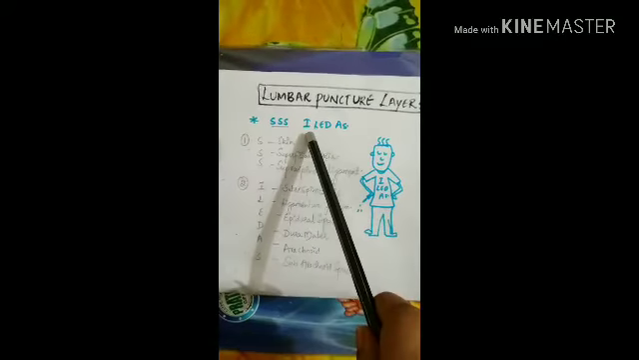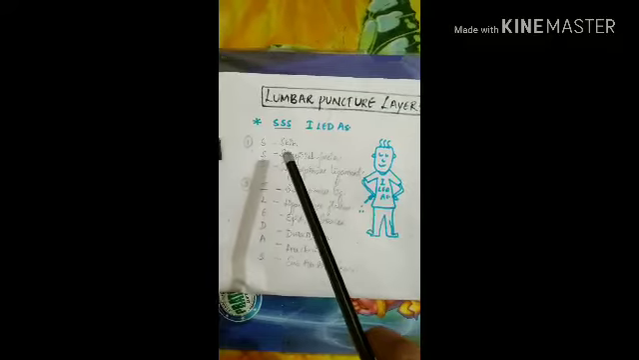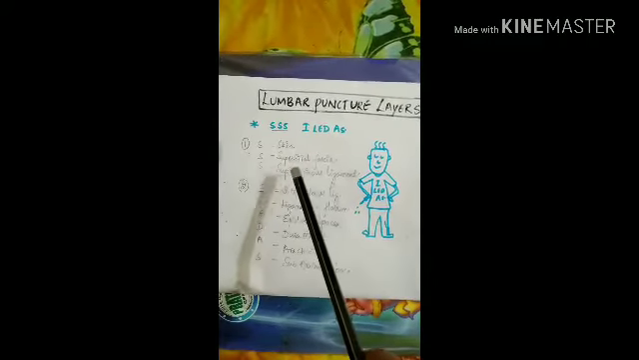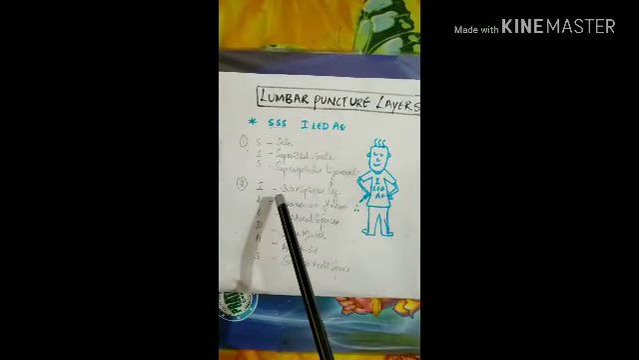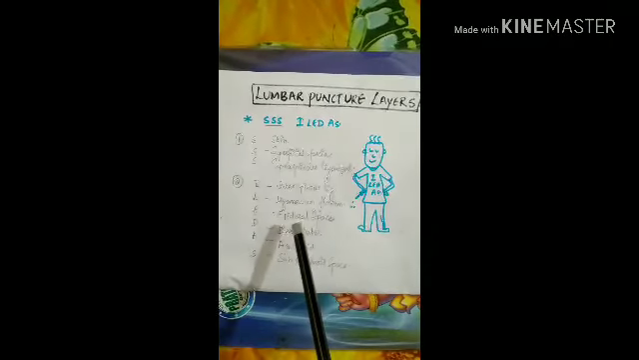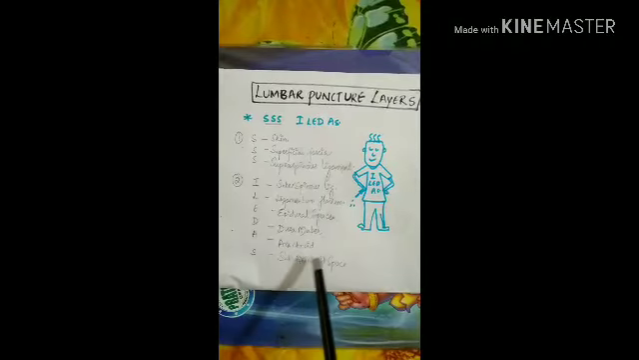Firstly, SSS. The lumbar puncture hypodermic needle should pass through the skin, S for superficial fascia and S for supraspinous ligament. And secondly, I for interspinous ligament, ligamentum flavum, epidural space, dura mater, arachnoid mater and subarachnoid space.